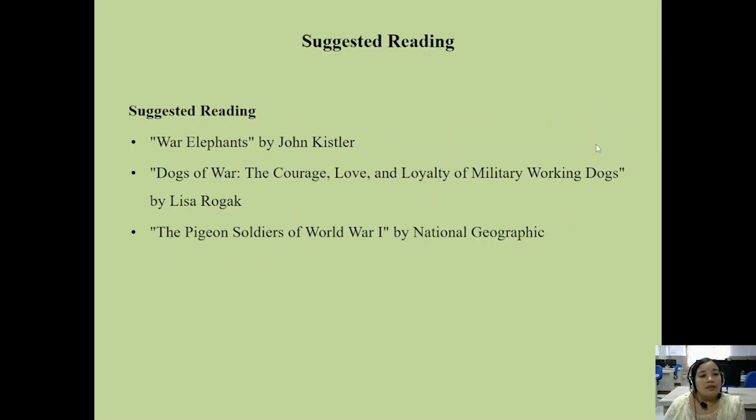Suggested readings are War Elephants by John Kistler, Dogs of War: The Courage, Love and Loyalty of Military Working Dogs by Lisa Rogak, and The Pigeon Soldiers of World War One by National Geographic.